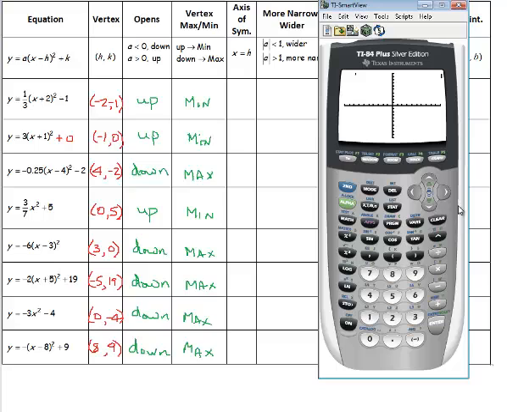Now, we know the vertex is at negative 2, negative 1, and it opens up. Let's see if we were right so far. So you can see it at negative 2, negative 1. There's the vertex, and the graph opens up. And it's a little bit wider than normal. We'll talk about that in a second.